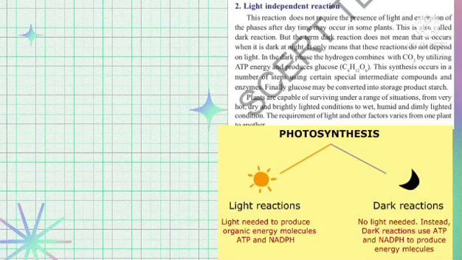This synthesis occurs in a number of steps using certain special intermediate compounds and enzymes. So this sequence continuously takes place, and a series of enzymatic reactions occurs. Finally, glucose may be converted into a storage product. So finally, the glucose is converted into a storage product as starch.